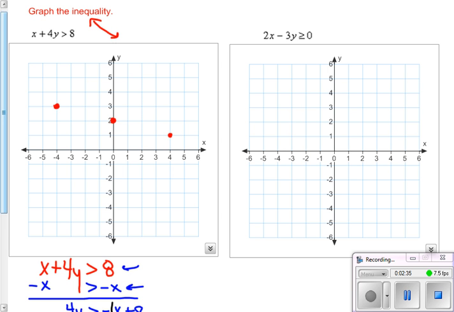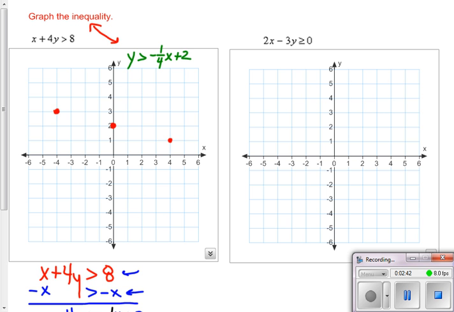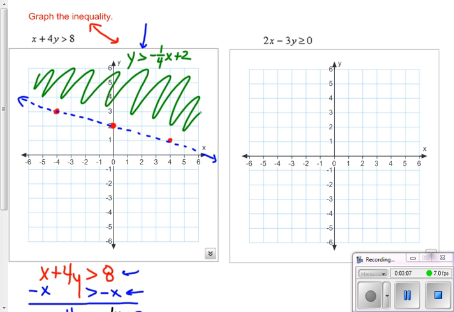Still decreasing. Now that it is in slope-intercept form and that we've plotted our points, there's that equation in slope-intercept form, we look at this to determine our boundary line. This is a greater than symbol. Greater than has a dotted line. So here's my dotted line through my points. And the last step, I also look at that being in slope-intercept form. That is a greater than symbol, which means I would shade above the boundary line. So here's my shading above the boundary line.